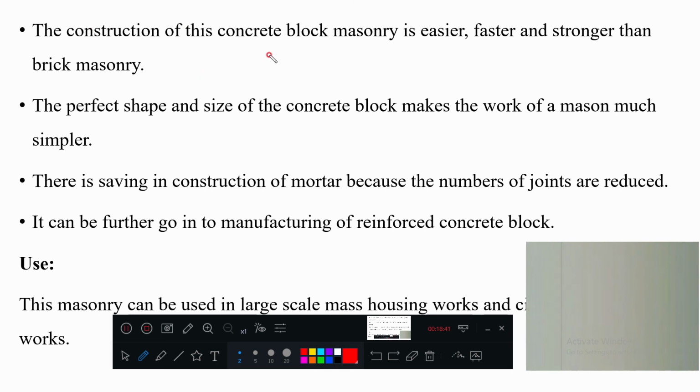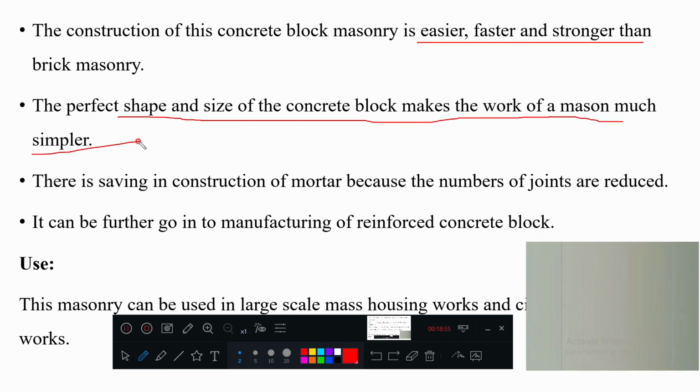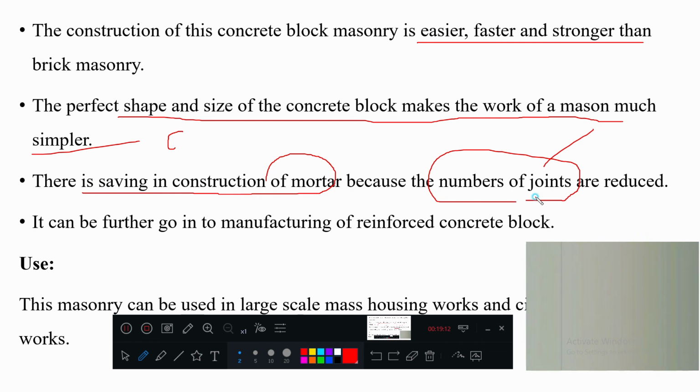Another point you can say is it is easier to construct, faster, stronger. The perfect shape and size of the concrete block makes the work of a mason much simpler. Using these cement concrete blocks, easy construction can be done, with less tedious work. And there will be saving in mortar. Why? The number of joints is reduced compared to bricks, so mortar consumption is also less.